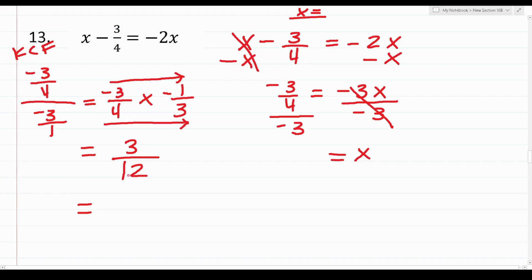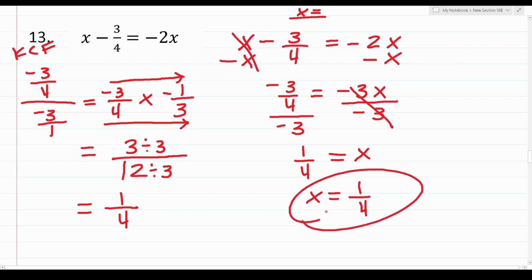Again, we can simplify this a little bit further by dividing our numerator and our denominator by a common factor of 3. 3 divided by 3 is 1. 12 divided by 3 is 4. So -3/4 divided by -3 is going to be 1/4. And of course, in math, it's customary to write the variable for which you solved on the left. So this becomes x equals 1/4. All right, so that is that one.